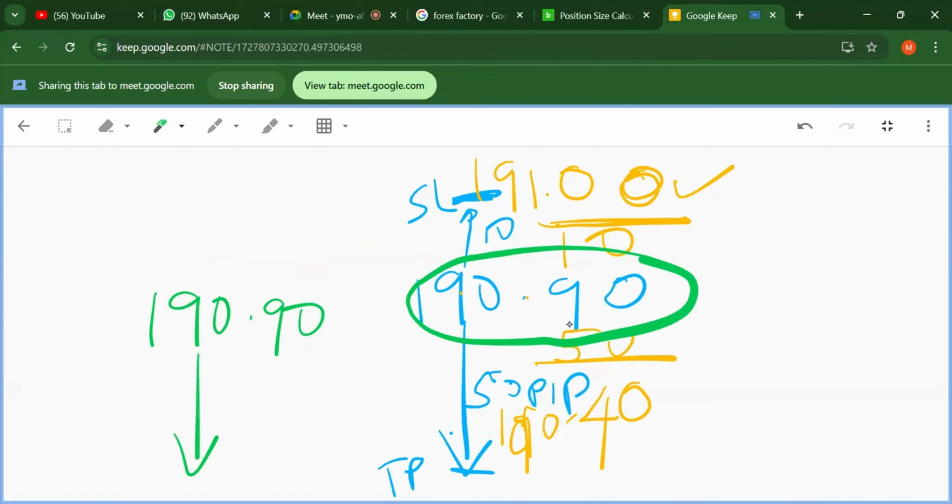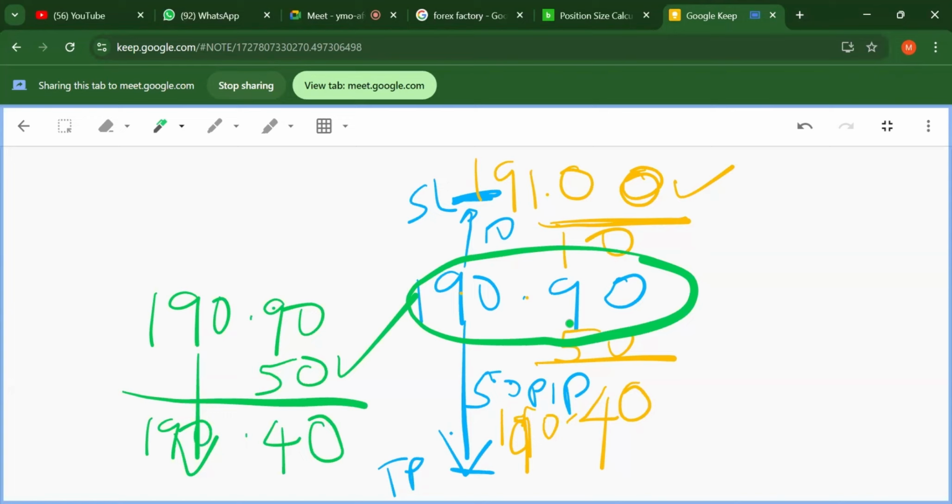So if it is 190 and it drops, you expect it to go to 180, 170, 160. So it means if it's going down, it will depreciate. So I'm speculating that the market will go down. So if it goes down by 50 pips, I will have made my profit. So that 50 pips you subtract because you expect depreciation of price. If I subtract, you realize that if it drops by 50 pips, it will have dropped to 190.40 from 190.90. I will have made a profit of 50 pips.